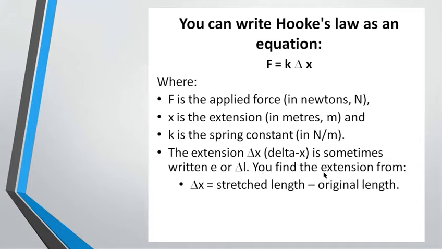We find the extension from delta x is equal to stretched length minus original length. If we are asked how much stretch has been produced in it, then from the extended length or stretched length, subtract the original length, and you will get the extension produced in the spring by the application of a force.